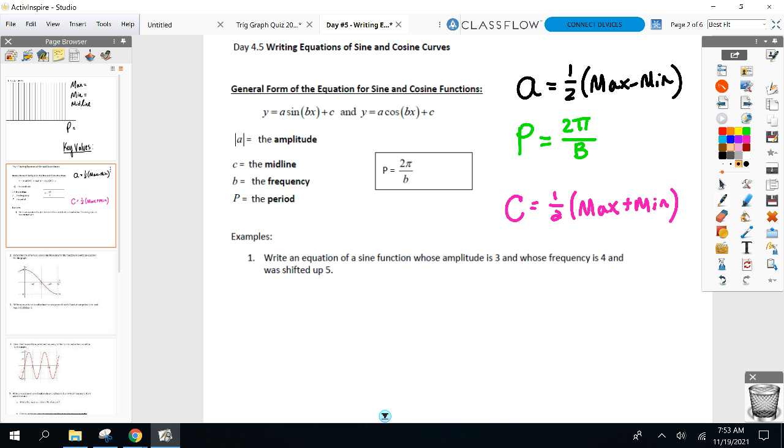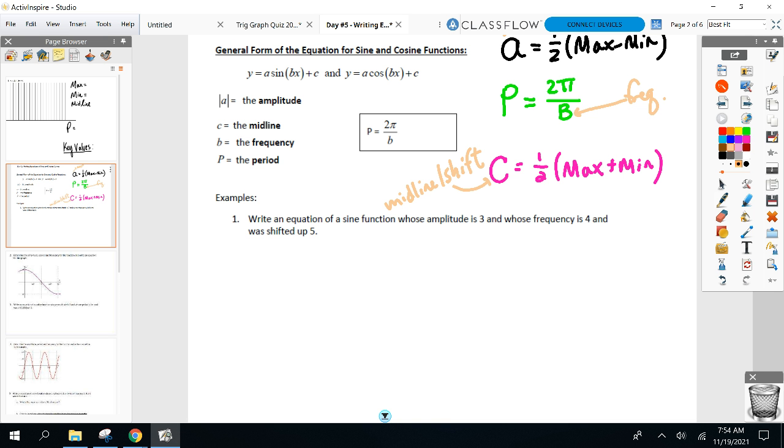A, and just remind yourself, A is amplitude in case they give it to me. What's B called again? Frequency. And C is midline / shift. Okay, midline / shift. Some will be real easy. Some will be real tough to find. All right, let's get a couple going and then I'll let you go on your own.